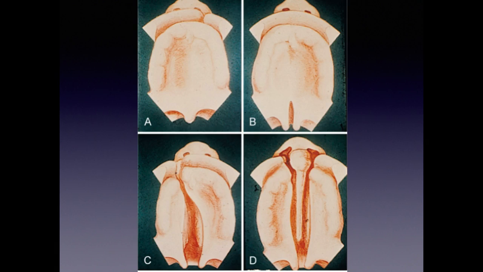Here's another view. This is like an impression version of a cleft. Here we have a cleft uvula. This is just a cleft lip. This is a cleft lip and palate, unilateral. D is a bilateral cleft lip and palate. So here we're looking at the nasal septum in the middle, and the shelves did not fuse at all.